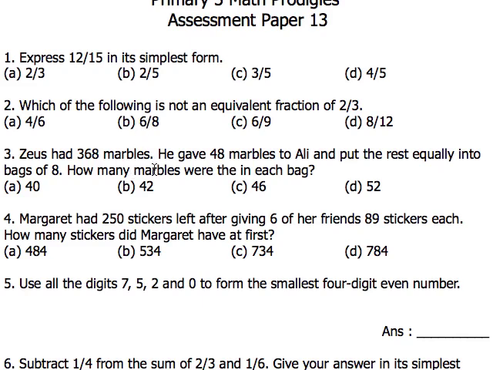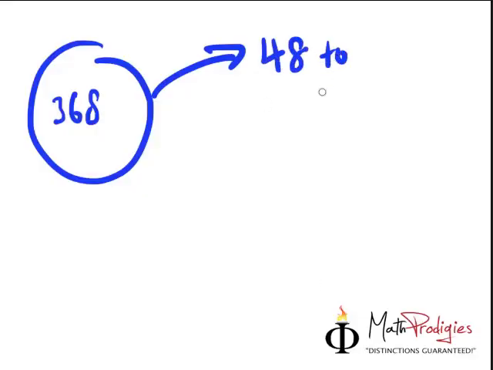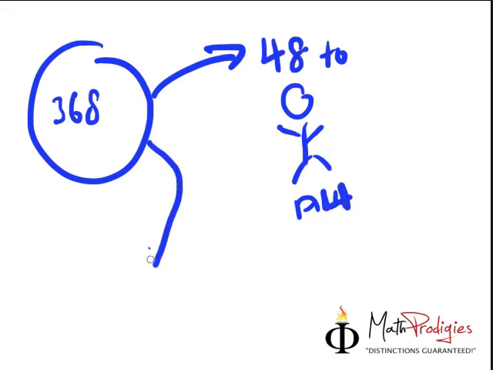Now Zeus had 368 marbles. He gave 48 marbles to Ali and put the rest equally into bags of 8. How many marbles were there in each bag? Very simple question. So for example, let's put the circle. He had 368 marbles, and then he gave 48 to Ali. And after he gave 48 to Ali, how much is the rest? 368 minus 48. Very good. So we get 320 is the rest.